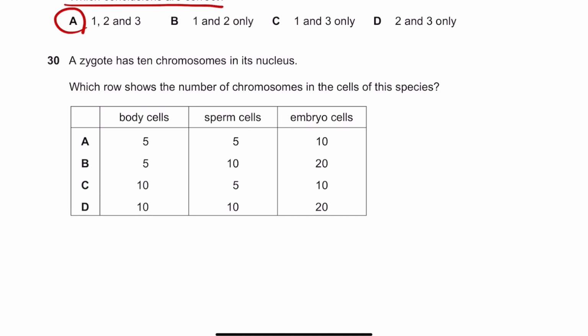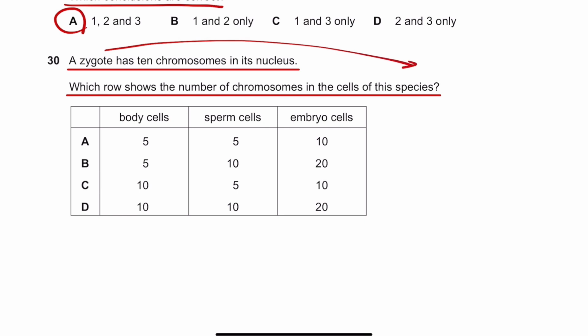Number 30. A zygote has 10 chromosomes in its nucleus. Which row shows the number of chromosomes in the cells of this species? So a zygote is diploid, because zygote means the sex cells, the gametes, combined together.